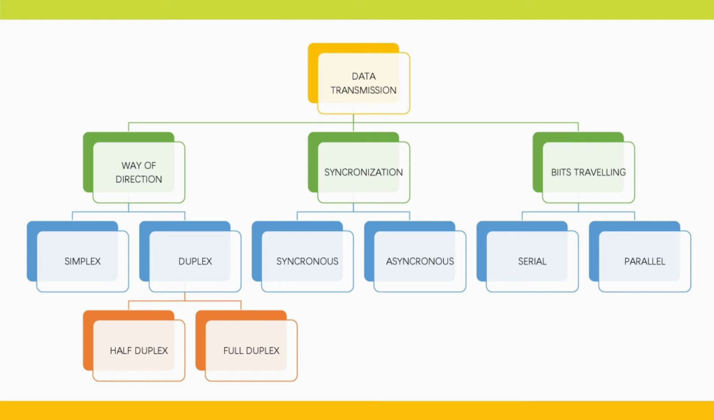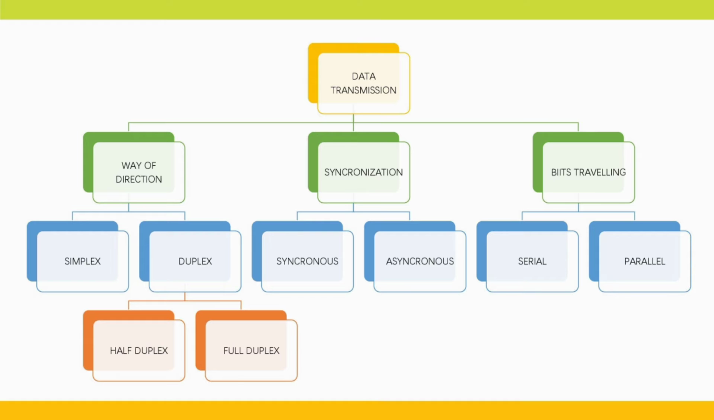In simplex, the data travels from one end to another in a single direction. A better example for this type or mode of transmission is the keyboard. When we press a key, the data transmits from the keyboard to the CPU, and the data never comes from the CPU to the keyboard. So this is a single way, or we can say simplex. It is a subtype of way of direction.